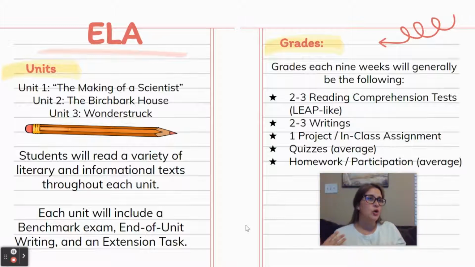Some have been Google presentations. Others have been posters. All of them have been different, but again, that will fall into our grades for the 9 weeks wherever it falls in the unit.